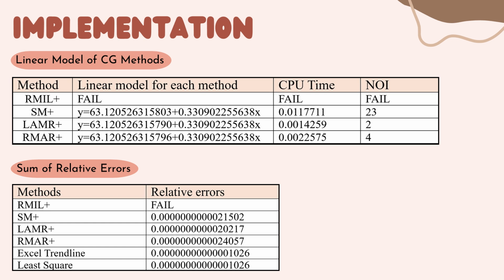In the summation of relative error for all tested methods table, LAMR+ is slightly more accurate compared to the other 2 coefficients in terms of sum of error and average error. Thus, LAMR+ is the most efficient and robust coefficient, where it is able to yield the least relative errors compared to SM+, RMIL+, and RMER+.